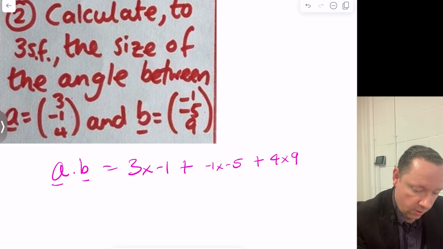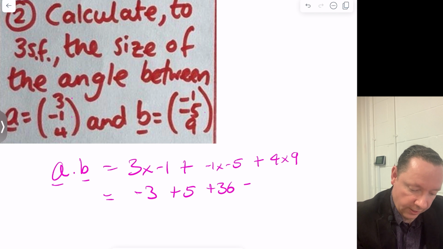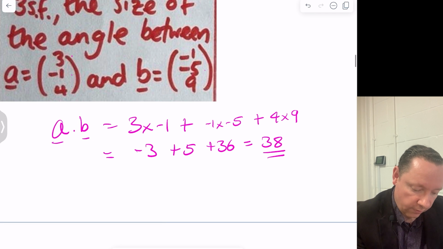So you can work all that out, use a calculator anytime you want. You get minus 3 plus 5 plus 36. That's 36, 41, 40, 39, 38. So a dot b is 38. But also at the start of the exam paper, it tells you that a dot b equals the size of a times the size of b times the cos of the angle in between.